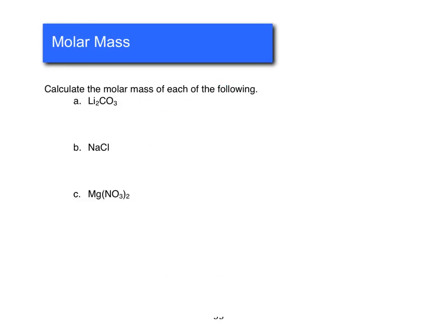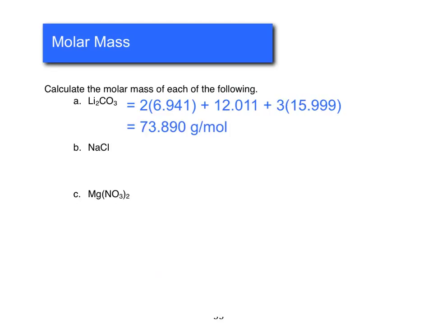Now we're just going to do a few more examples. So first we have lithium carbonate, and this is a good chance to practice naming we just learned. So lithium carbonate has 2 lithiums, so we want to do 2 times 6.941, which is the molar mass of lithium, plus the molar mass of carbon, which is 12.011, plus 3 oxygens, so 3 times 15.999, and that gives us 73.89 grams per mole. Okay, now sodium chloride. Sodium is 22.990, and chlorine is 35.453. When we add those together, we get 58.443 grams per mole.